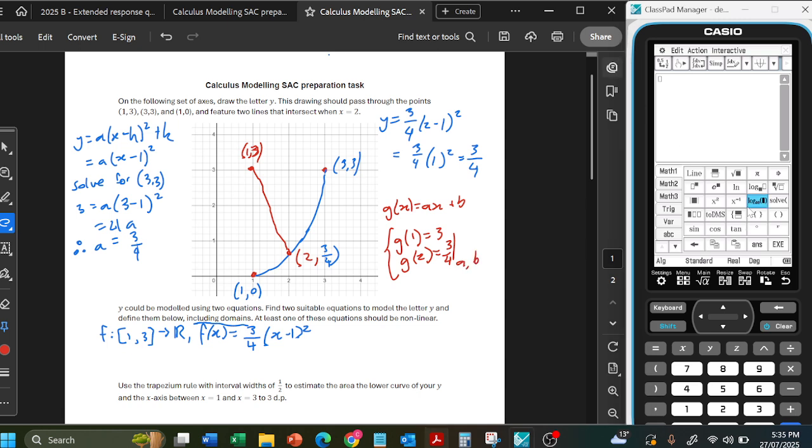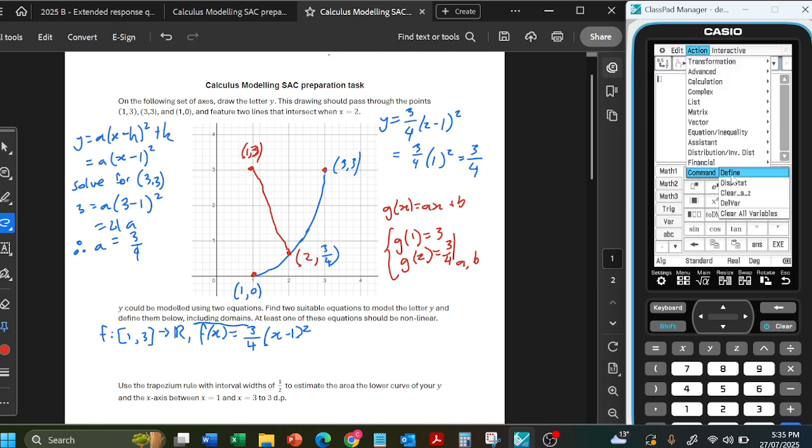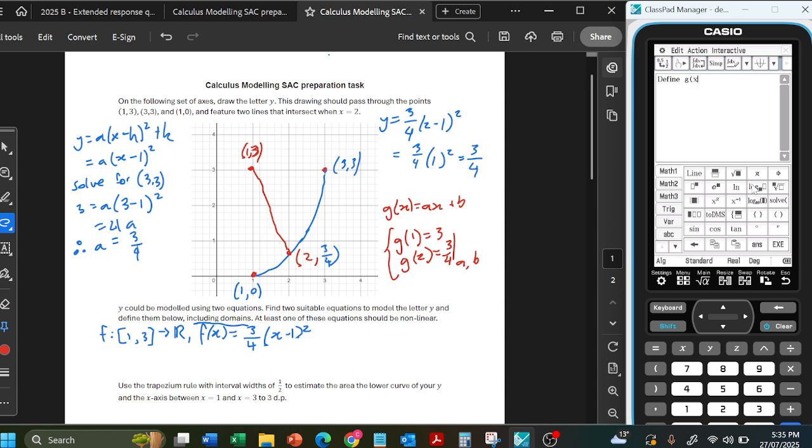So we're going to jump across to the CAS calculator over here. We're going to go Action, Command, Define. We're going to define g of x is equal to ax plus b. Just make sure before we do that, we double check that we clear all the variables, in case something's been stored on here previously. Then we're going to solve this system of equations. We want to solve g of 1 equals 3 and g of 2 equals 3 over 4. Solving that for a and b, it tells us a is equal to negative 9 over 4 and b is equal to 21 over 4.